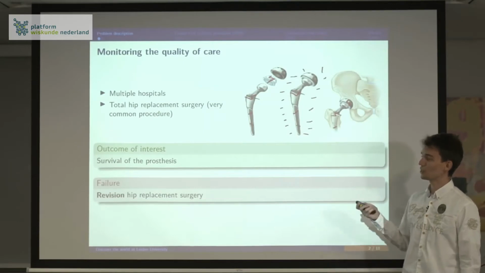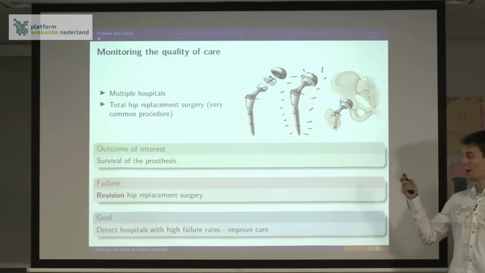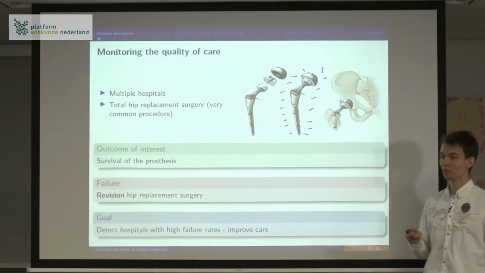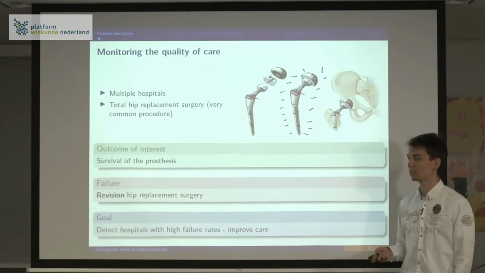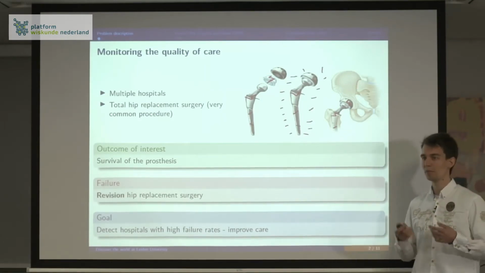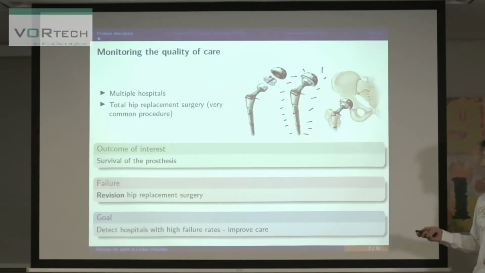All right, and what is our goal then? Our goal is to detect hospitals which have high failure rates of the implanted prosthesis. And why do we want to do this? Why do we want to detect these hospitals? Well, then we can provide a signal to the hospital in question, and maybe they can change something to improve the quality of care at their hospital.